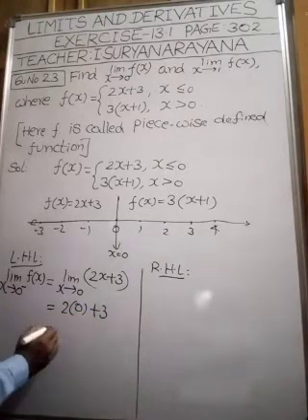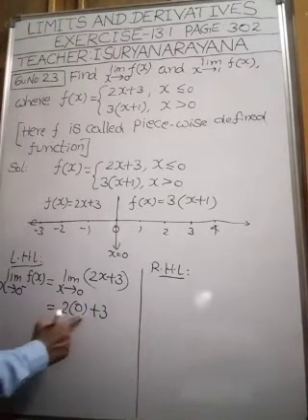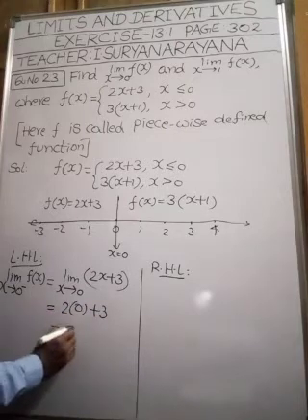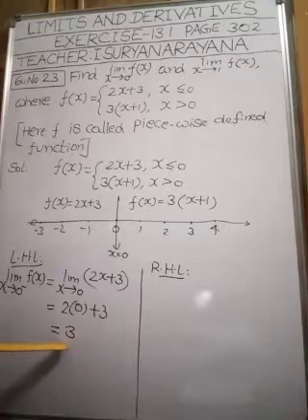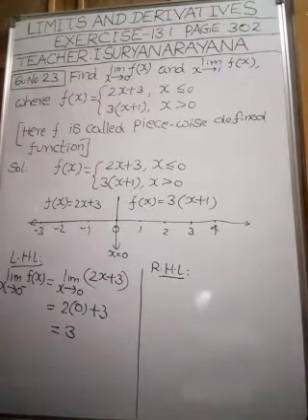Now let us simplify these values. What do you get? 2 zeros are 0, plus 3. So what do you get? What is the left hand limit of f of x as x tends to 0? 3. Now come to the RHL.